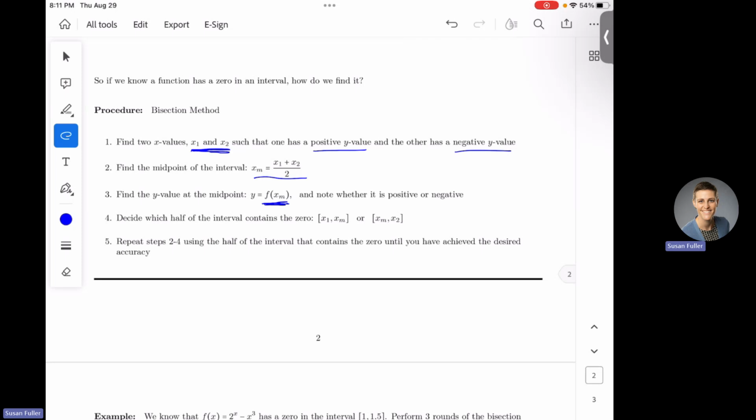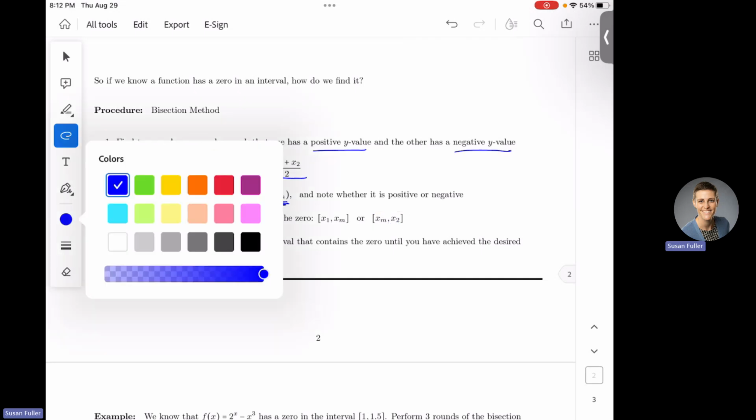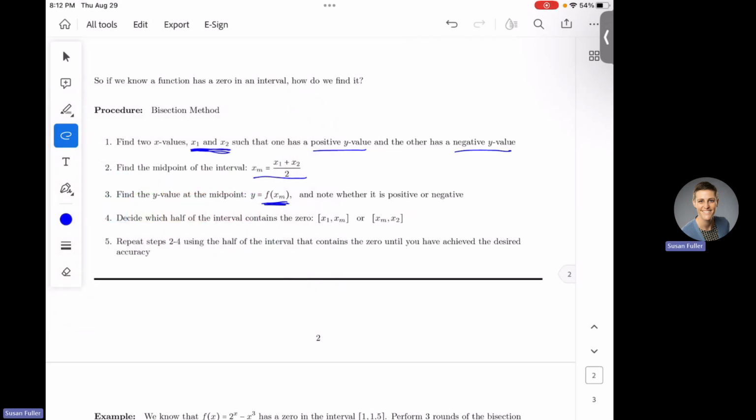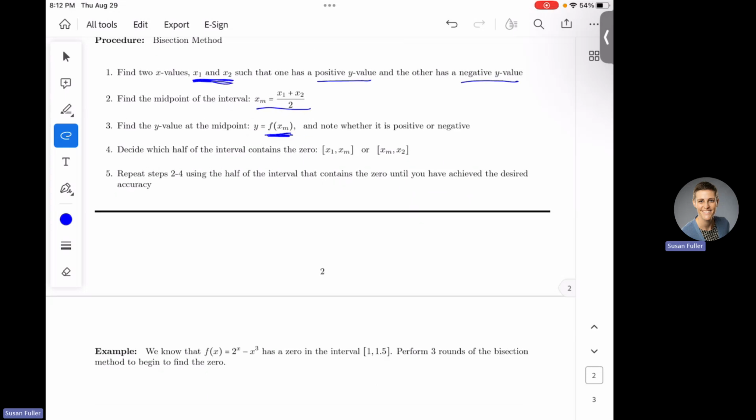And then once we know whether that y value is positive or negative, we are going to split our interval into two pieces and figure out which one contains the 0. The way that we're going to do that is look at the signs at x1 and xm and the signs at xm and x2. Whichever one has the y values that switch signs, that's going to be the one that contains our 0. And then once we have that, let's say it's in the second half, we'll take that one, rename that our x1 and our x2, and then again, we'll find the midpoint, find the y value at the midpoint, and continue to whittle our intervals down until we get super close to our 0.